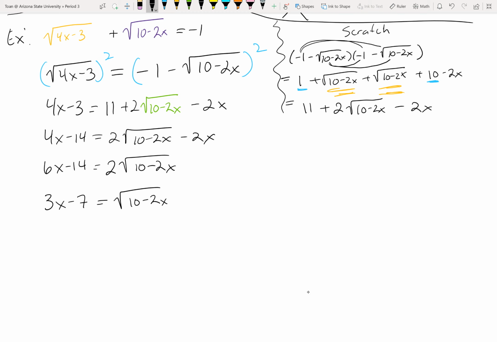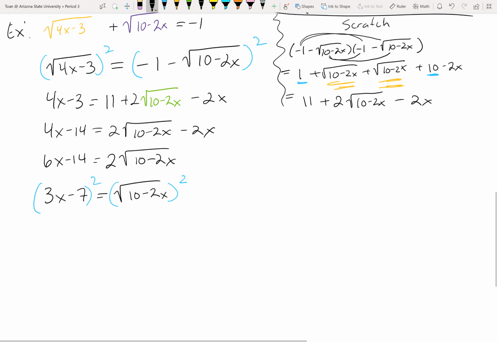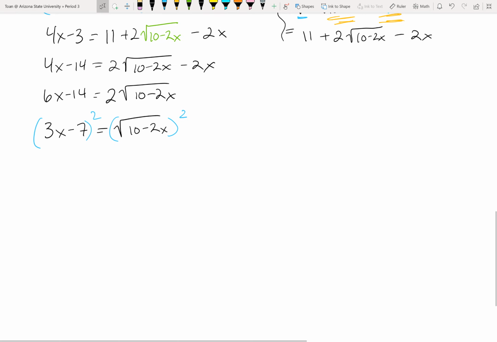Now we finally got the radical isolated. Go ahead and use an exponent one last time. And then it should turn into a regular good old-fashioned quadratic equation. The left-hand side, you just go ahead and expand, write it out twice and FOIL. That's going to give you 9x squared minus 42x plus 49 equaling 10 minus 2x.